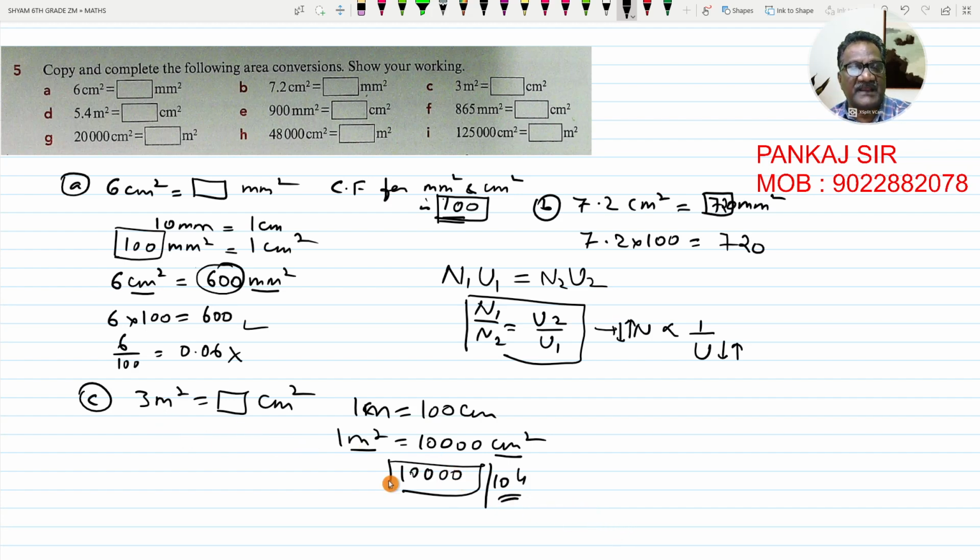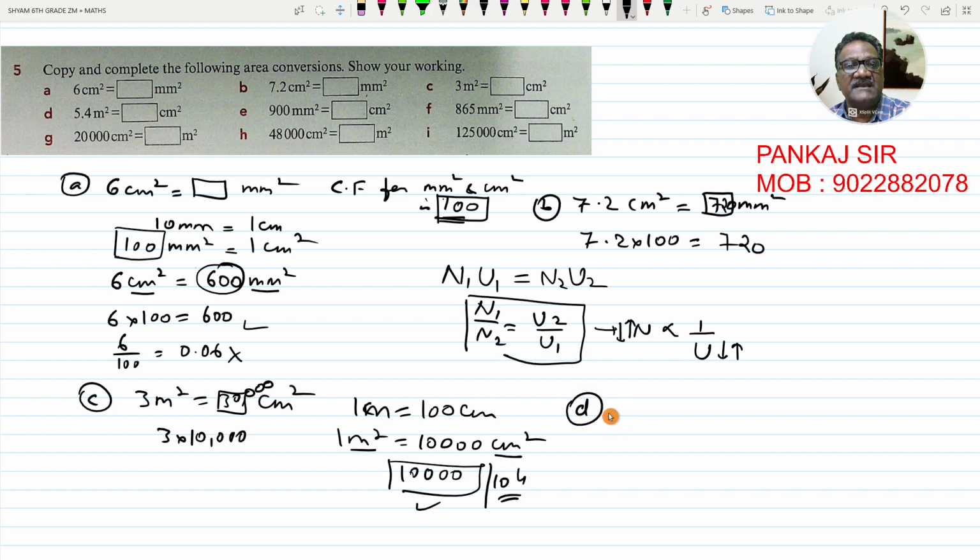Once it is decided this is the conversion factor, from 3 meter square you want the answer, how many centimeters square. Obviously the centimeter square being a smaller unit than meter square, the numerical value in this box will be bigger than 3. And to get a bigger answer, you'll have to multiply by 10,000. So you'll have to multiply 3 by 10,000 to get 30,000 as your answer. So 3 meter square is 30,000 centimeters square. Are you getting me?